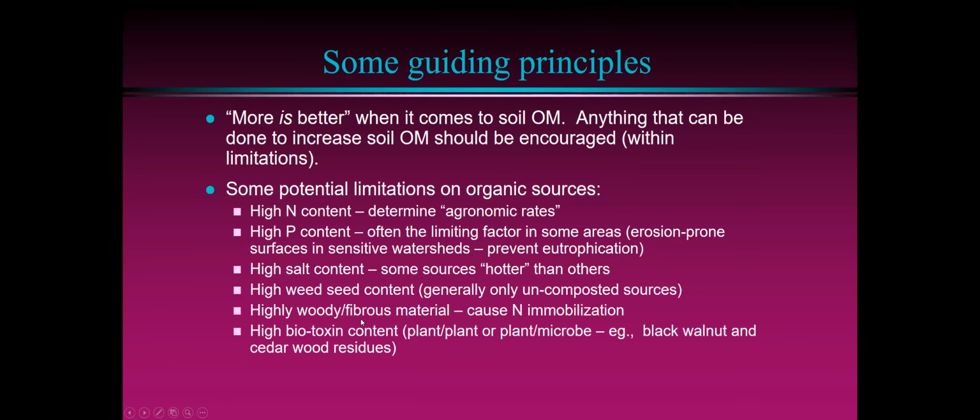High woody materials, mill waste and sawdust and some of those kinds of things, which we often can apply, are good organic matter sources, but are so high in carbon that they'll cause nitrogen immobilization in the soil and prevent nitrogen uptake by the plants that are growing there. So we have to watch out for that. And then there are other biotoxins. I talk about black walnut and cedar wood residues that have both herbicidal and insecticidal properties.